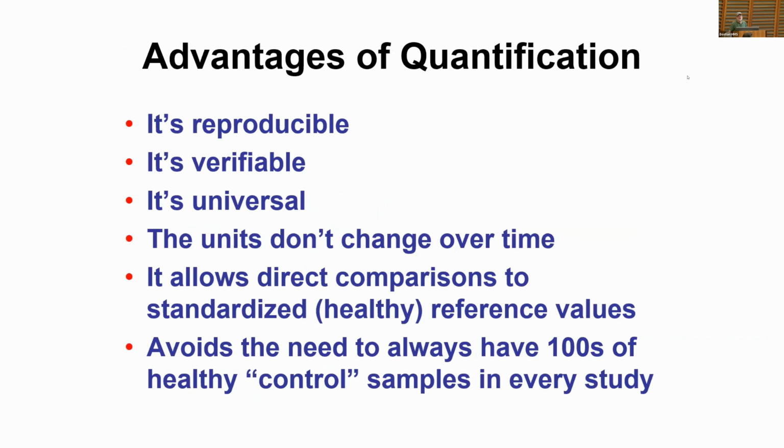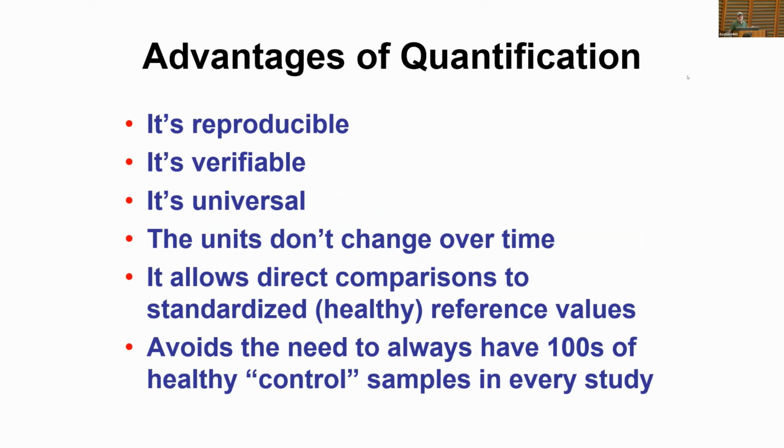The advantages of quantification are obvious. Quantification makes things reproducible. It makes things verifiable. A value, a number, micromolar or mgs per mil, is a universal unit. We all understand it. Those units don't change over time. We haven't changed the definition of a mole for 100 years. It allows us to do direct comparisons of standardized healthy values.